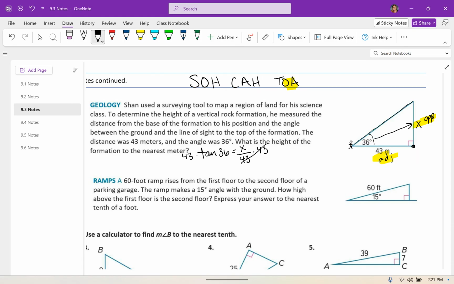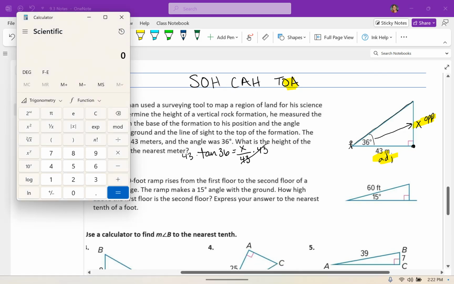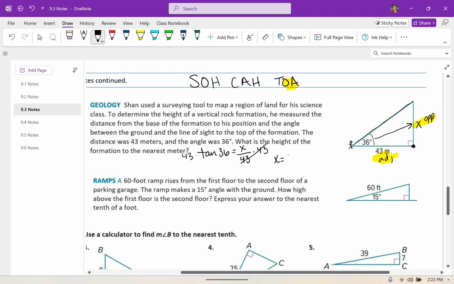So x equals 43 times tangent of 36. 43 times tangent of 36 is about 44.5. 44.5 meters.